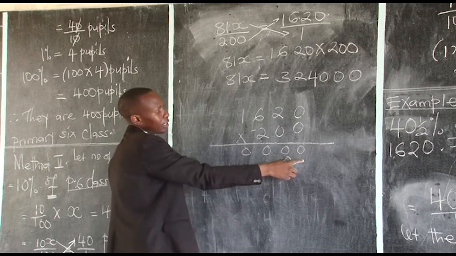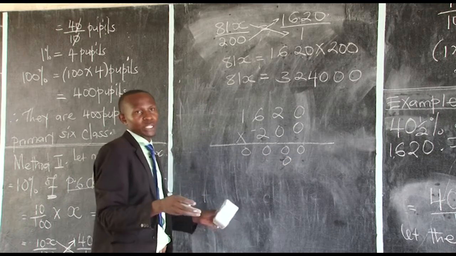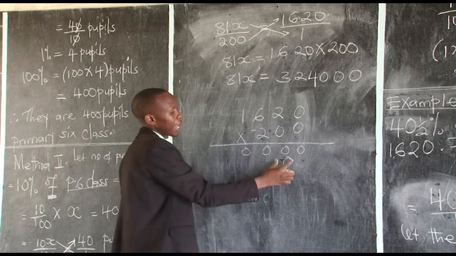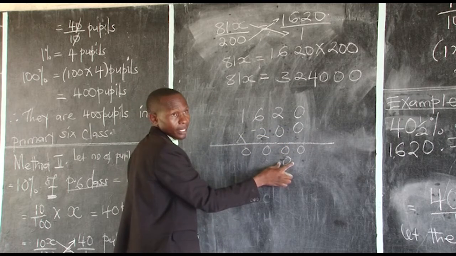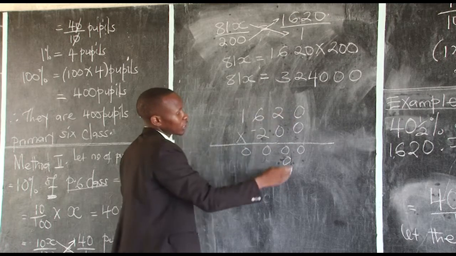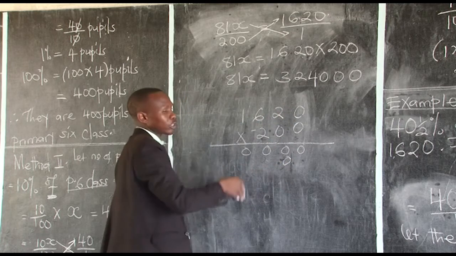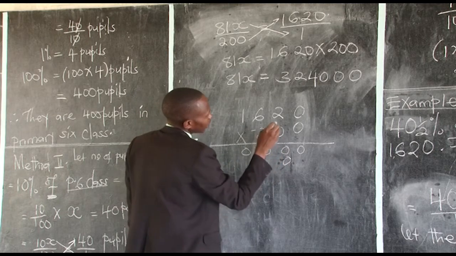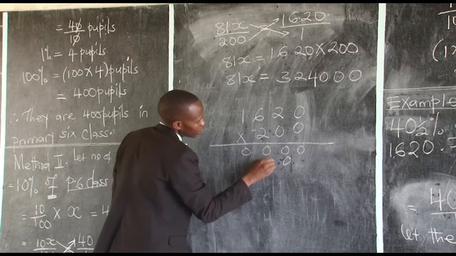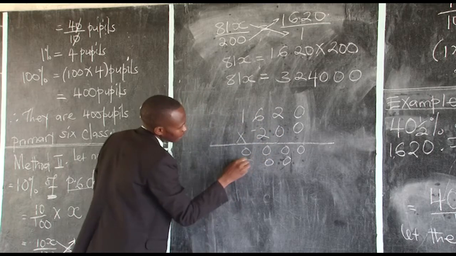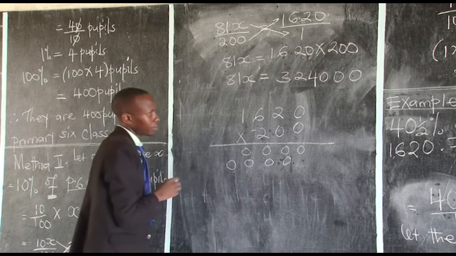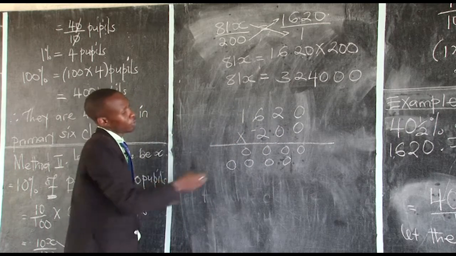Don't write here. Why? We are considering the place value. This second 0 is under the place value of tens. That's why I'm also writing it under tens. And you make sure all your digits must be in a straight line. Okay? Then we come to the next one. 0 times 2, it will give us 0. 0 times 6, it will give us 0. 0 times 1, it will give us 0. We continue. What do we have here?